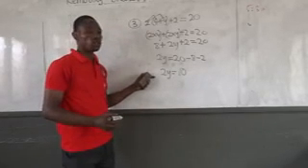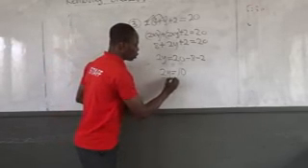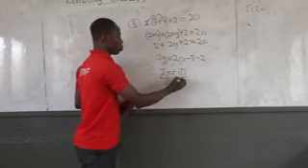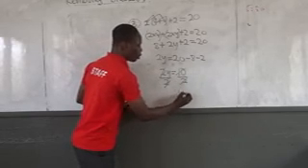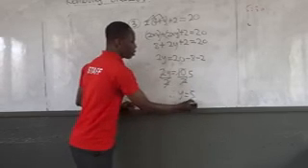Then when you reach it, what do you do? Divide both sides by the coefficient, which is 2. So therefore, our y equal to 5. Final answer.